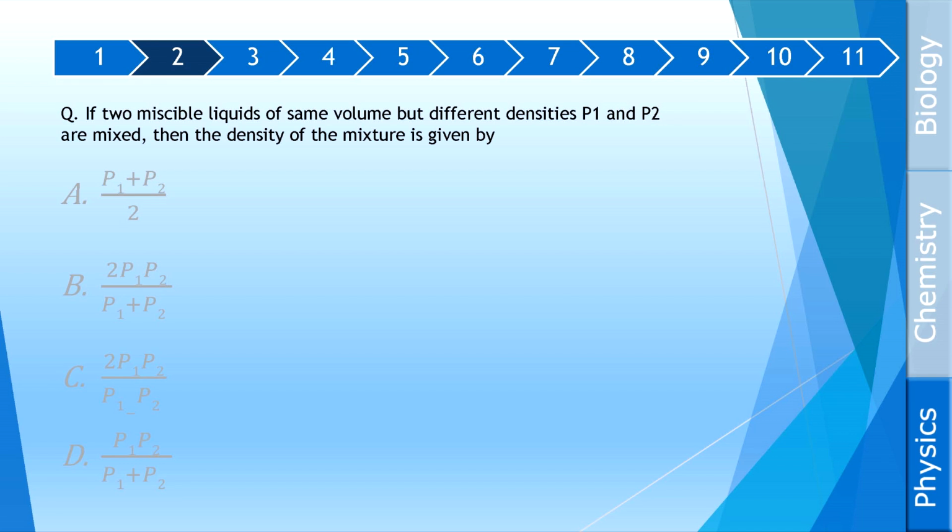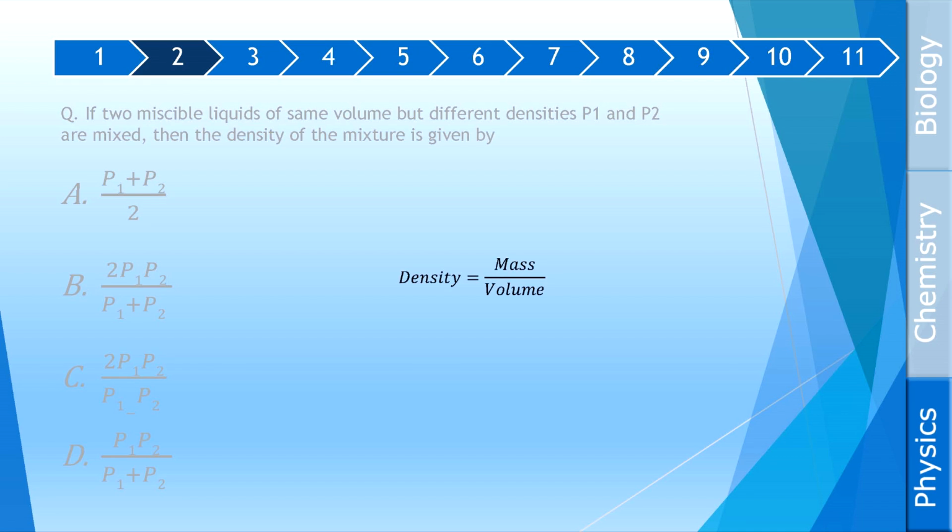Question 2 tries to mix two liquids and find the final density of the mixture. We know that density is mass over volume. This can be abbreviated as D equals M over V, or alternatively M equals D times V. Now for the first liquid, we have M1 equals D1V1, and for the second liquid, M2 equals D2V2. On pouring them into the same container, we add mass as well as volume.